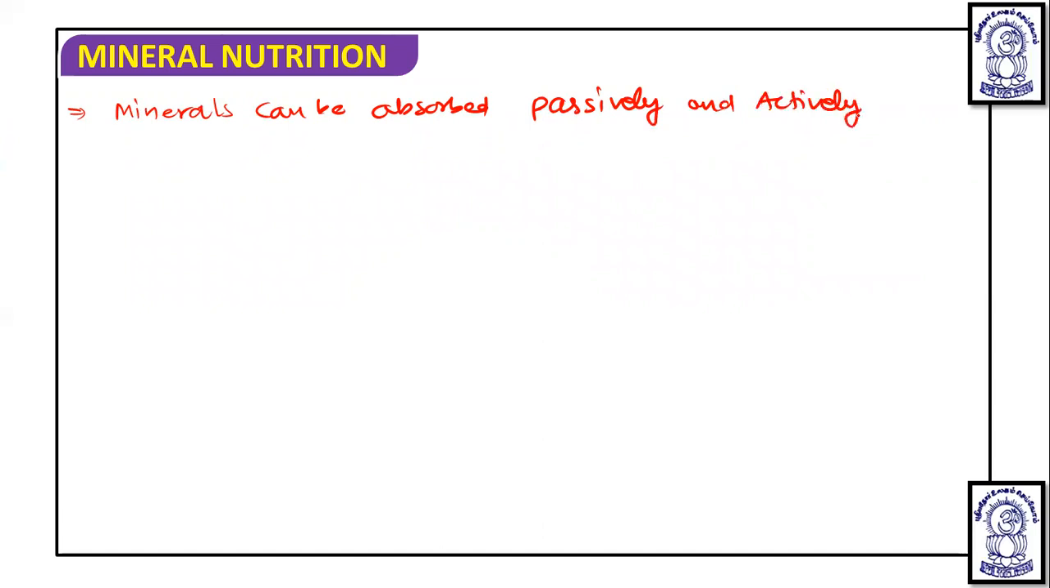So what did we understand? Minerals can be absorbed passively and actively, but mostly through active absorption. So the question is, why can't all minerals be passively absorbed by the root?